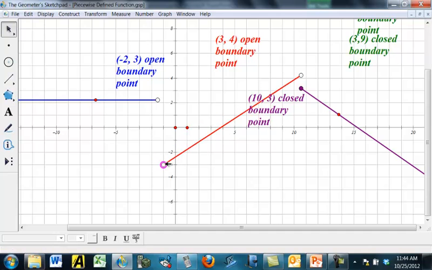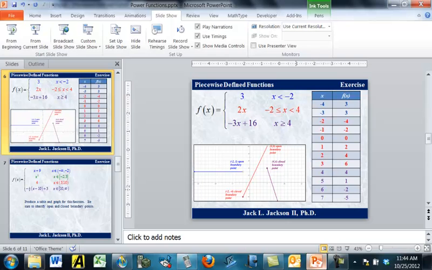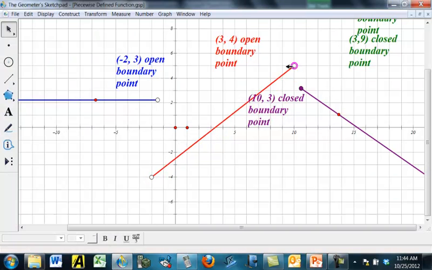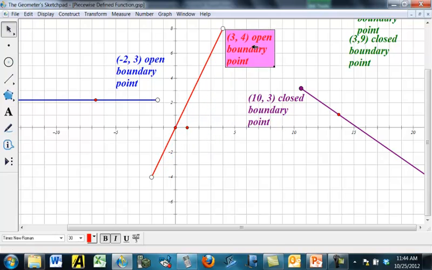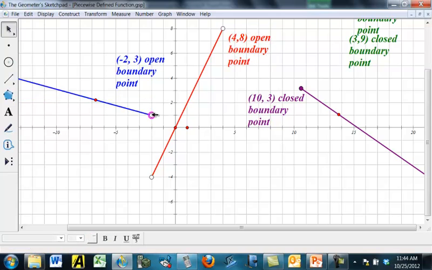Negative 2, negative 2, negative 4, and then 4, there we go, there's 4, 8, there we go. So this should be 4, 8 for the open boundary point. And this one needs to go at 3. There we go. That looks good.